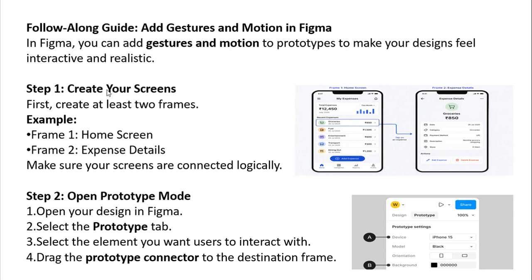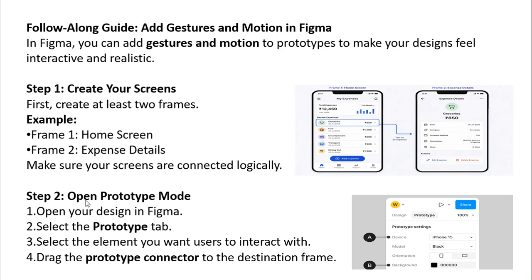Step 1 is to create your screens. First, create at least two frames as examples. Frame 1 is a home screen that looks like this, and the second frame is the expense details, as shown. Make sure your screens are connected logically from one frame to another.